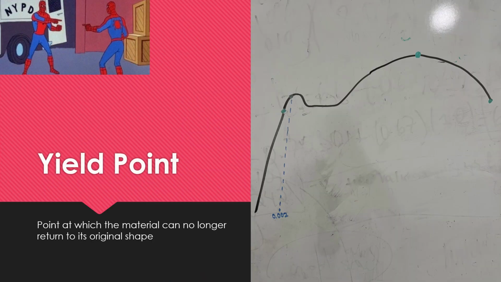Another important point in the stress strain curve is the yielding point. The yielding point is where the material can no longer return to its original form. The common way of finding this, especially in metal materials, is having a 0.002 offset to the graph that is parallel with the original linear portion of the graph.